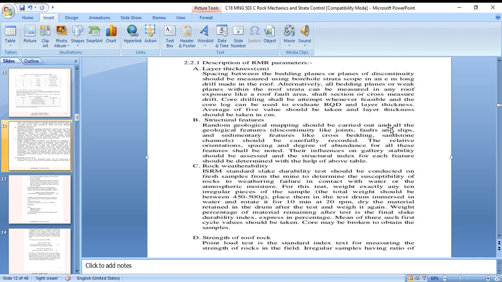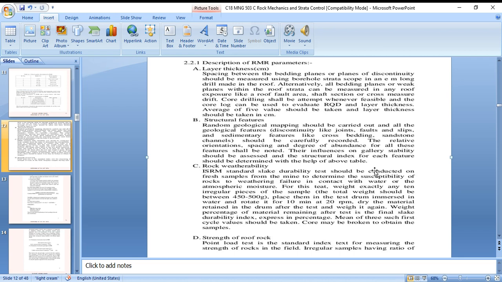Structural features: rock geological mapping should be carried out, and all the geological features, discontinuities like joints, faults and slips, and sedimentary features like cross bedding and sandstone should be carefully recorded. The relative orientation, spacing, and degree of abundance for all these features shall be noted. Their influence on gallery stability should be assessed, and the structural index of each feature should be determined with the help of the table.